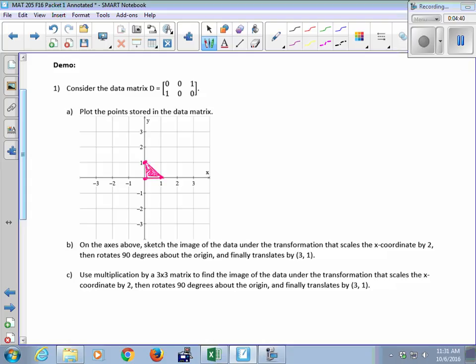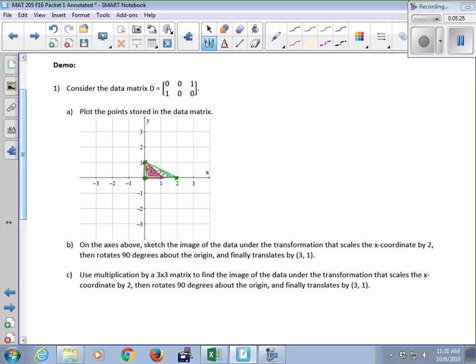All right, so now there's my data. Now I'm going to scale the x coordinate by 2. I'll do that in green. So my x coordinate for 0, 1, if you scale the 0 by 2, you still are at 0, 1, right? 0 times 2 is still 0. And 0, 0, multiply the 0 by 2, and you're still at 0, 0. But then 1, 0, if you scale the x-coordinate by 2, you land at 2, 0. So this green triangle is what I get when I scale the x-coordinates by 2.